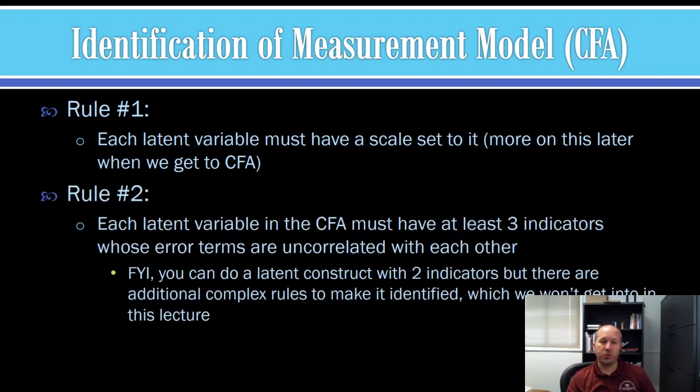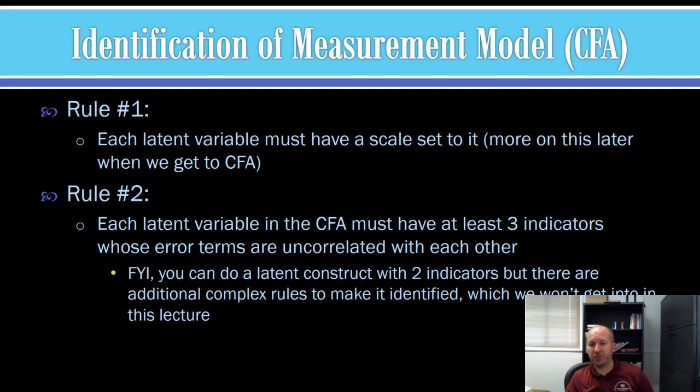Rule number 2 is that each latent variable in the CFA must have at least 3 indicators whose error terms are uncorrelated with each other. So you can have some error terms, some disturbances that are correlated with each other in your CFA. However, at least 3 of them need to be uncorrelated with each other. And also, you need to have at least 3 indicators, period, in your CFA.